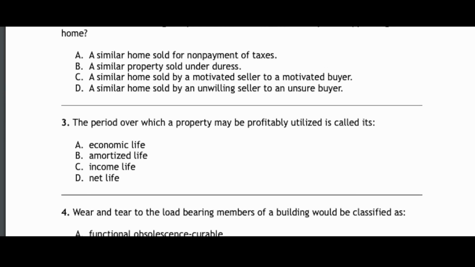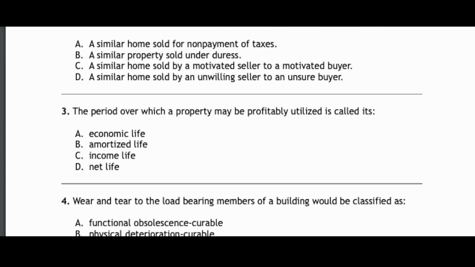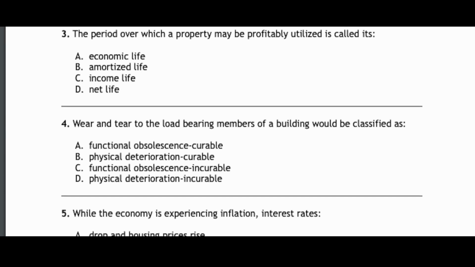Number 3, the period over which a property may be profitably utilized is called, is it A, economic life, B, amortized life, C, income life, or D, net life? The answer is economic life. Reason for this, economic life is the estimated amount of time a property remains useful to the average owner. Just remember that vocabulary, pretty much.